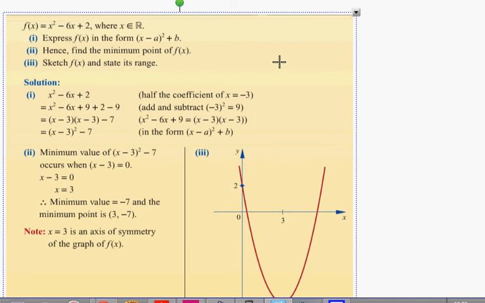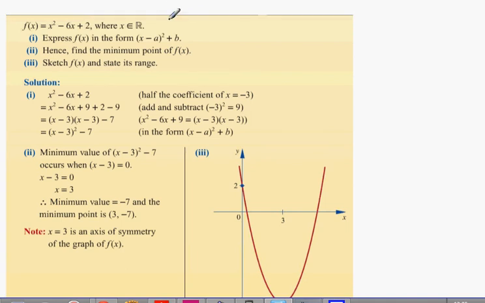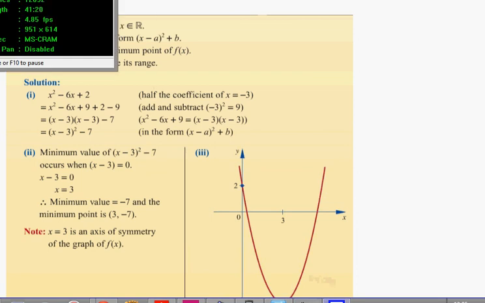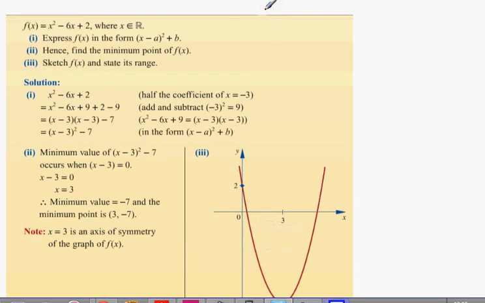Now, example 12. Okay, now this one is tricky. Watch out for this one. Okay guys, what you're going to get is the following, alright? You're going to be given a function f of x equals x squared minus 6x plus 2. You're going to be asked to express it in the form of this, okay?